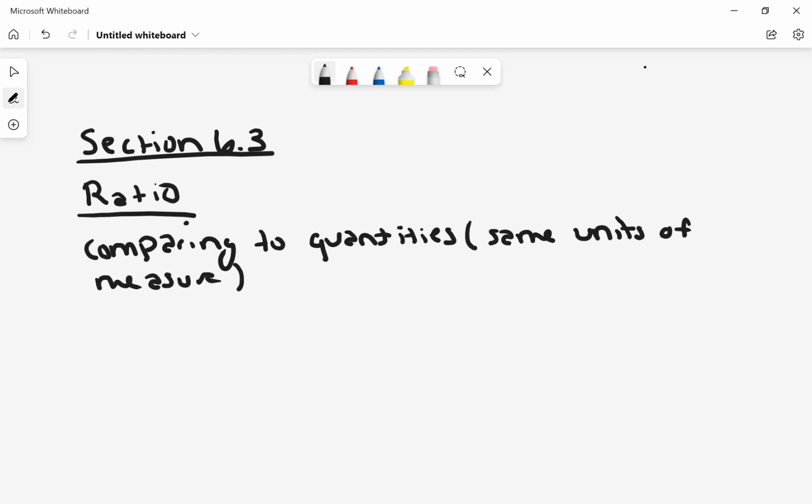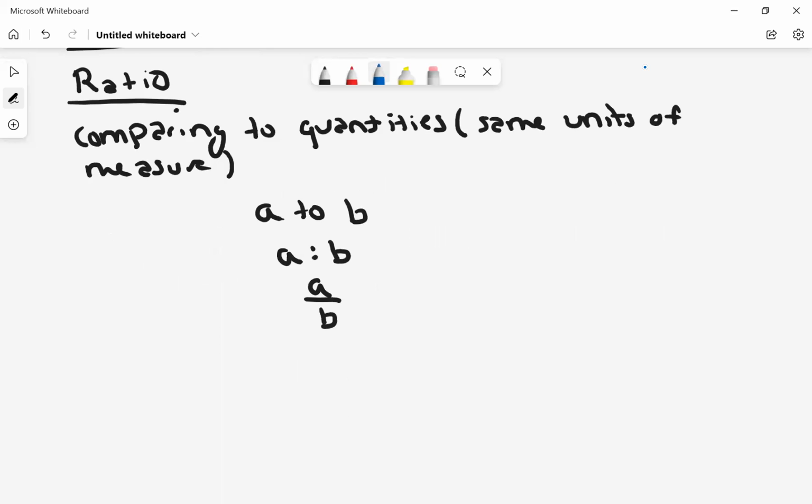And that comparison typically can be written in three different ways: A to B, A colon B, or A over B. Now, when you write a ratio, it's important to note that you might have to explore it a little bit in order to fully figure out a situation. So let me give you an example of what I mean.